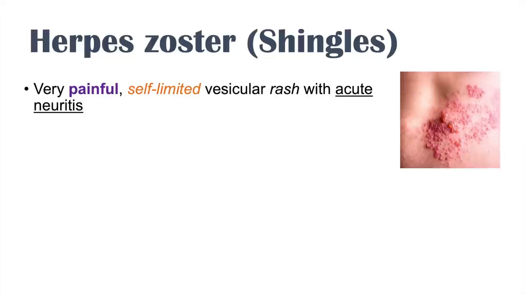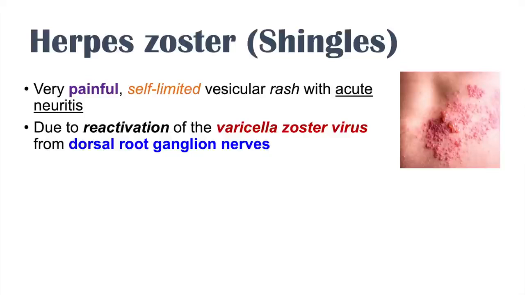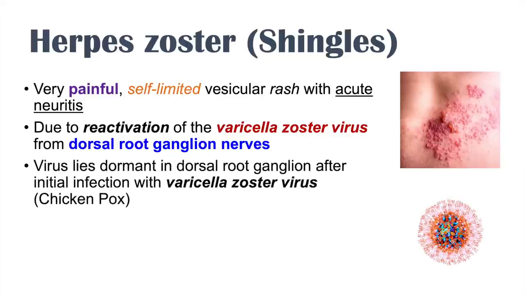So shingles or herpes zoster is due to reactivation of the varicella-zoster virus from dorsal root ganglion nerves. The virus lies dormant in dorsal root ganglion after an initial infection with varicella-zoster virus, which causes chickenpox. So in order for an individual to actually get shingles, they would have had to have had an infection with chickenpox virus sometime in their life prior.